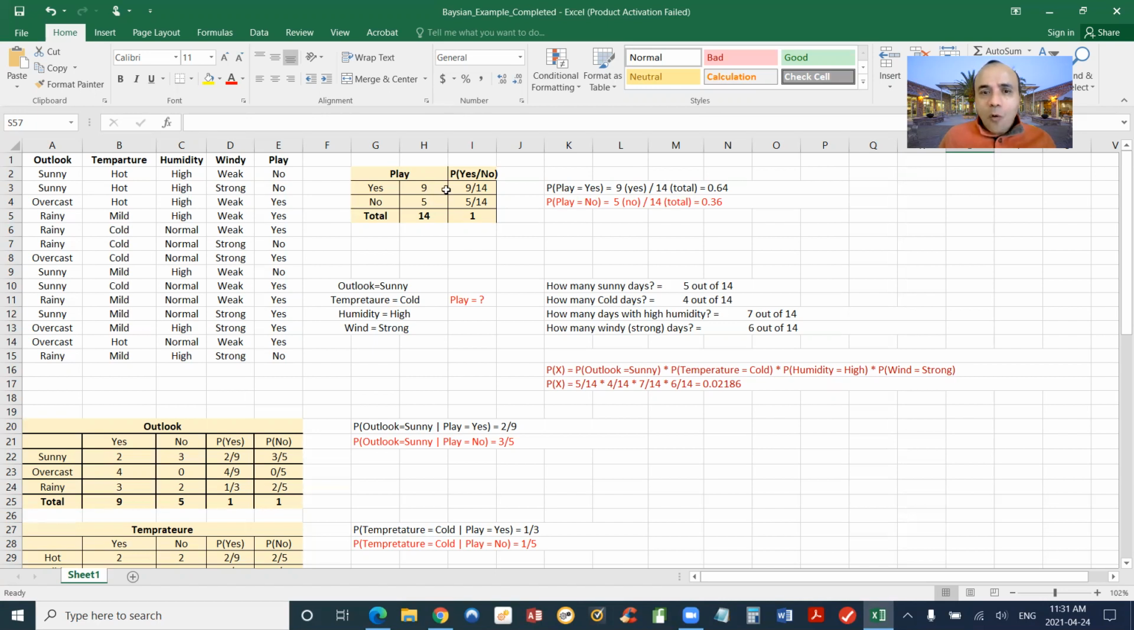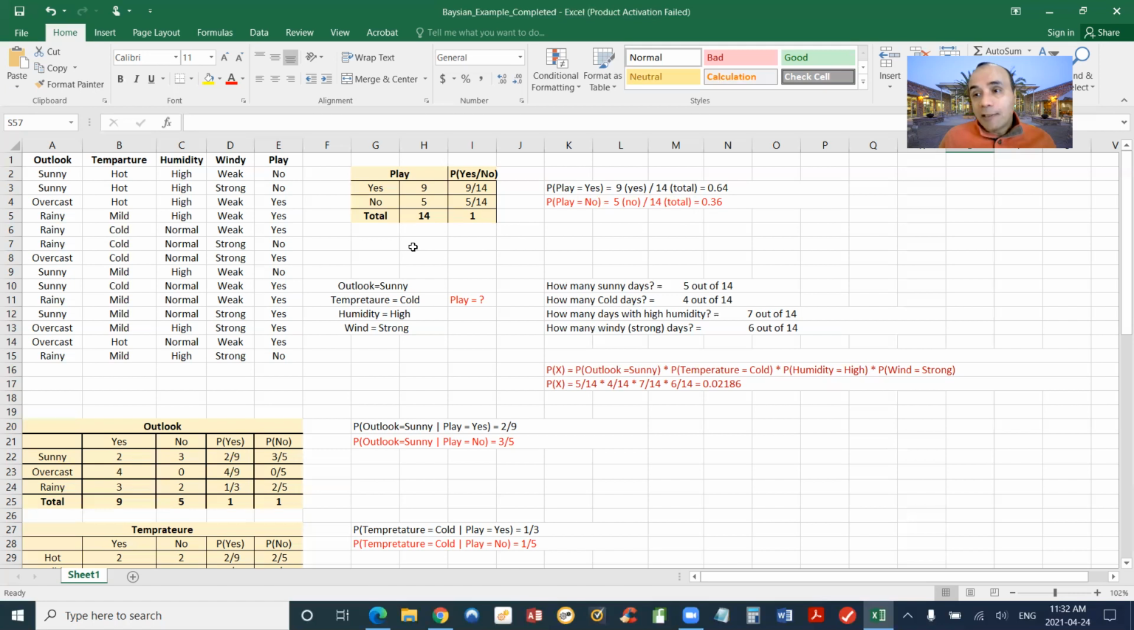So 9 over 14, 5 over 14. That's going to be my probability, the probability coming from the sample. Keep in mind that if you add these probabilities, you must get 1. It's a very easy test, okay? So 9 yeses over a total of 14, that's 0.64. 5 no's over 14 total, that's 0.36. That's how we calculated it.